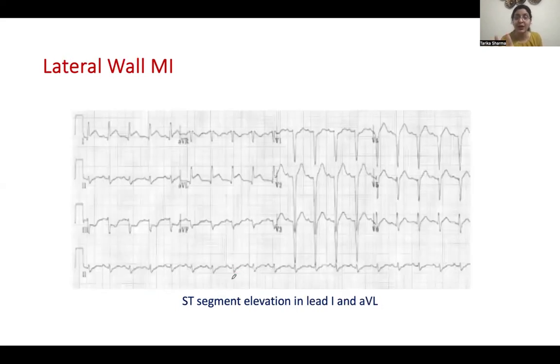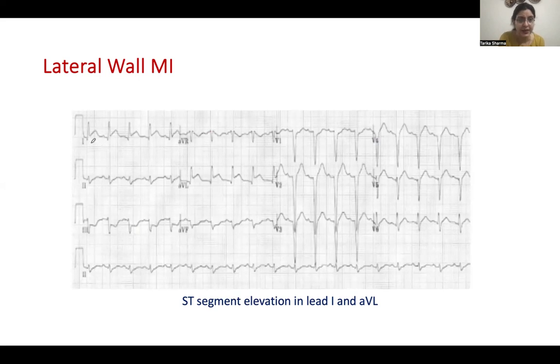Next, we'll be talking about lateral wall myocardial infarction. So when we talk about lateral wall MI, the changes will be seen on the lateral leads. Which all are the lateral leads? Lead 5, lead 6, V5, V6, lead 1, and lead AVL. So we'll try to observe the changes in these leads.